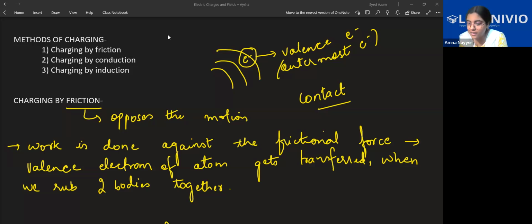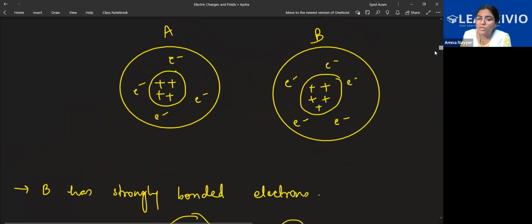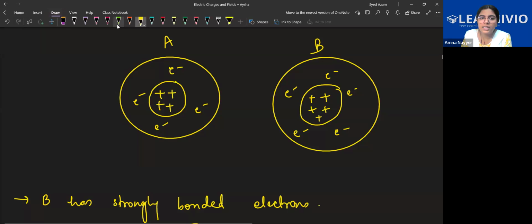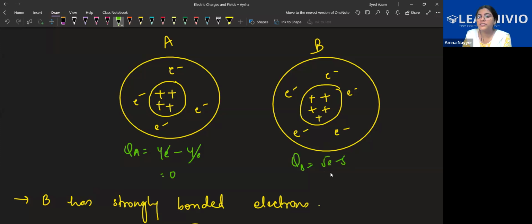But what kinds of questions can come from charging by friction? For the question part, first let us understand something. Tell me the net charge on body A. 0, because it is 4e minus 4e, 0. And what's the net charge on body B? 0, 5e minus 5e. This is also getting cancelled. So both are now neutral bodies. We cannot say this has an extra electron or that has an extra electron.